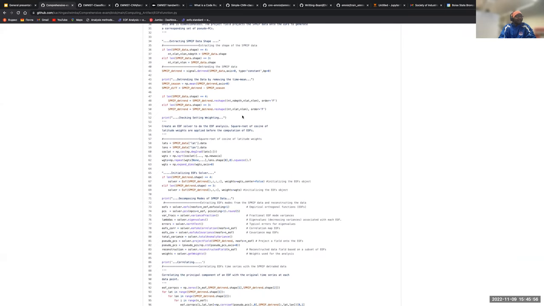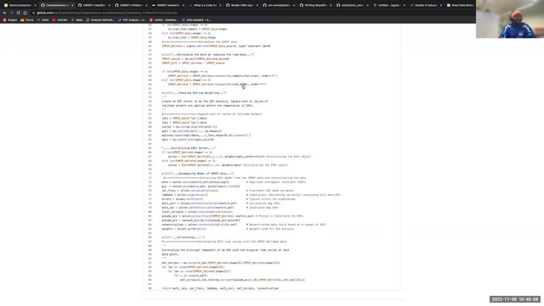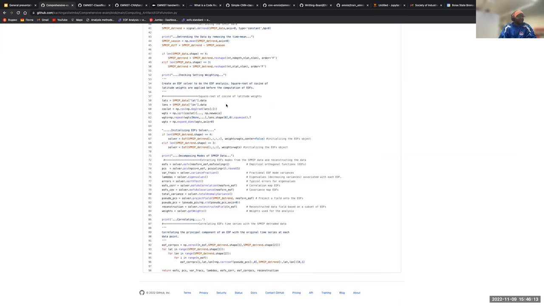Then here, I'm extracting the number of latitudes, longitudes, and the number of time points in my data set, because it's a daily data set which I'm having. Then I'm extracting the lat and the longitude from my data. Then I'm taking the square roots, computing the weights across the globe, over the land.